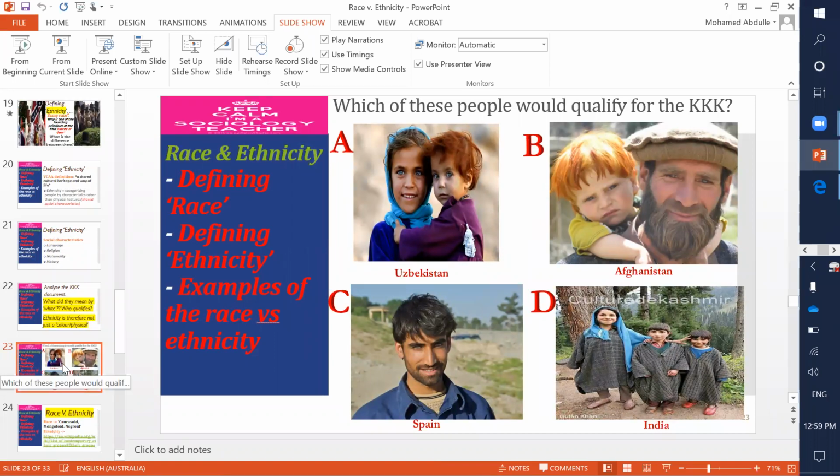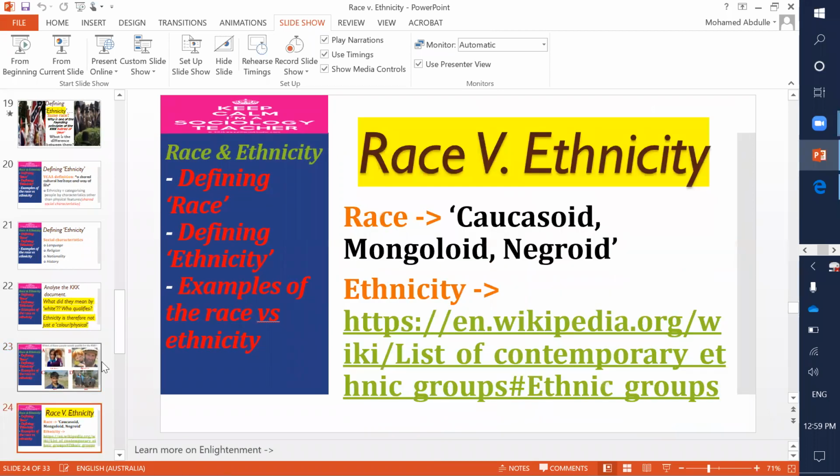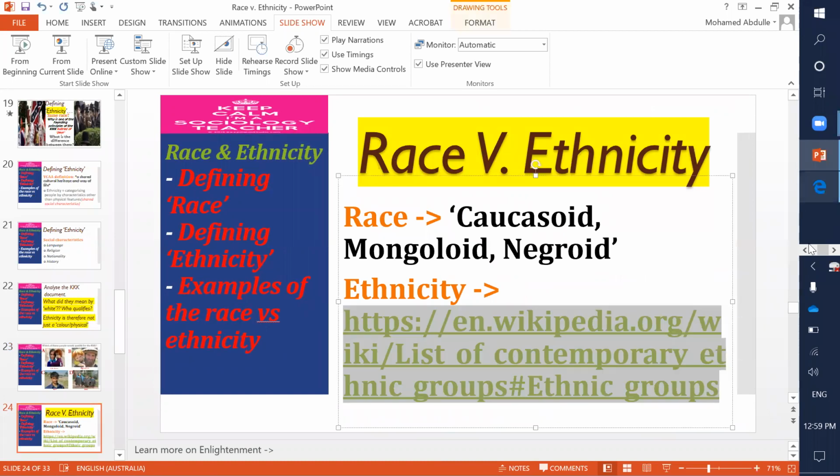Even the Spanish people are not Protestant, they're Catholics, so they wouldn't fit either. So none of these people, even though they're all considered Caucasoid by Gobineau, none of them would actually be able to join the KKK. Okay, so Caucasoid, Negroid, Mongoloid. That's the race of the research of Arthur de Gobineau.